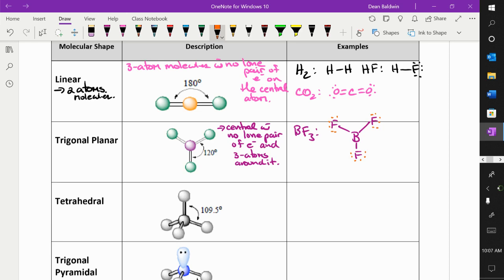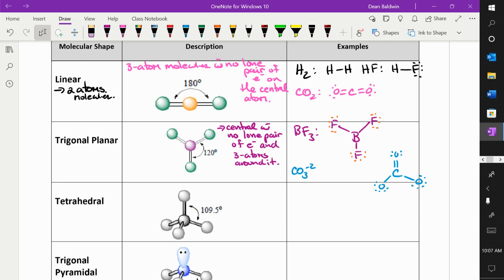CO3 is actually another one. CO3 2 minus. All right. It's a carbon atom. It's got 3 oxygens around it, but it doesn't have a lone pair of electrons. Okay. So as long as the central atom does not have a lone pair of electrons and there's 3 attachments, you're going to be trigonal planar. Okay. I'm not asking you to memorize the bond angles. If you do, that's awesome.